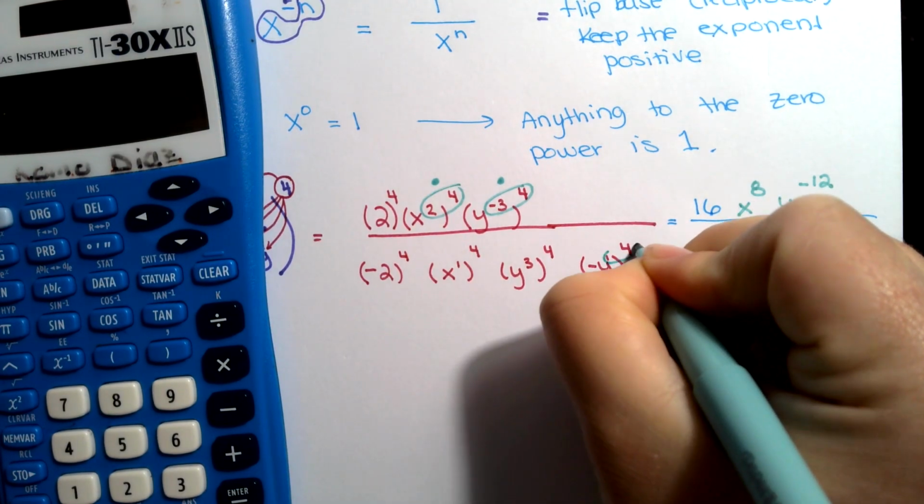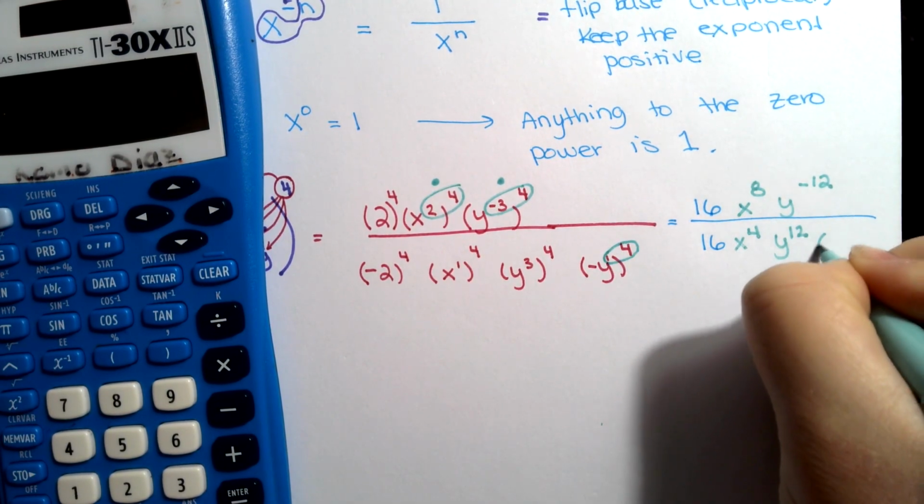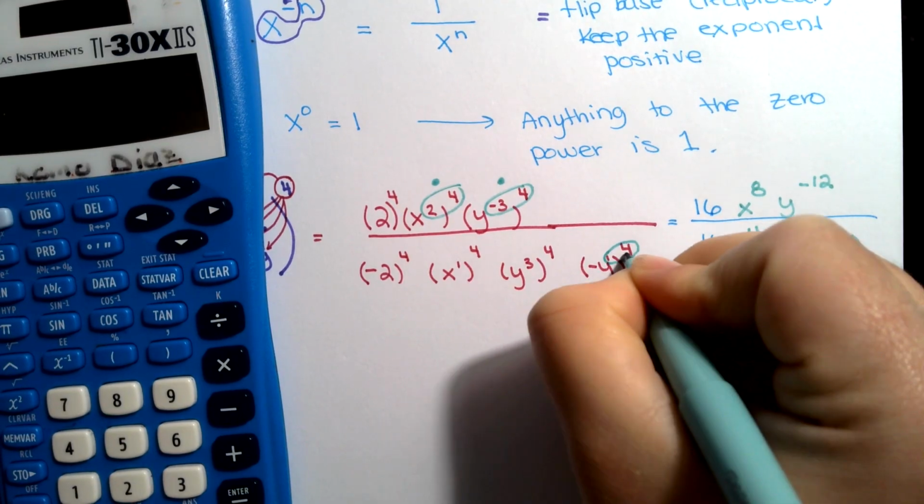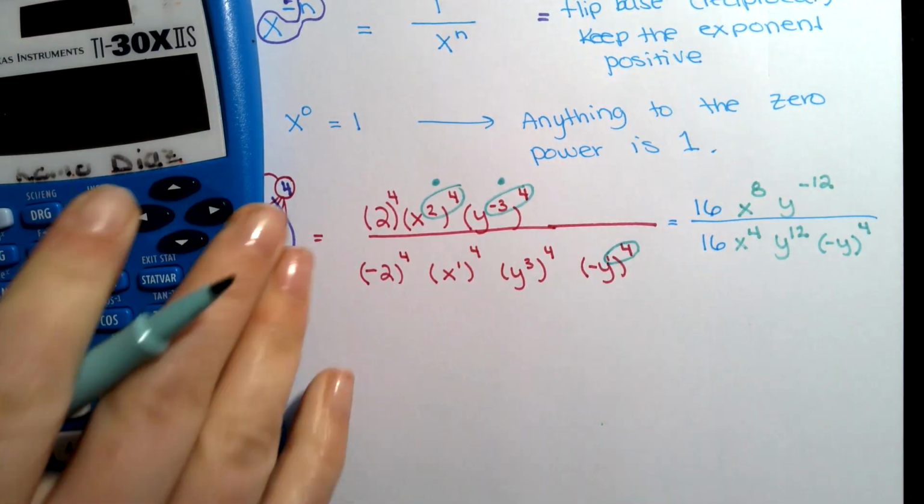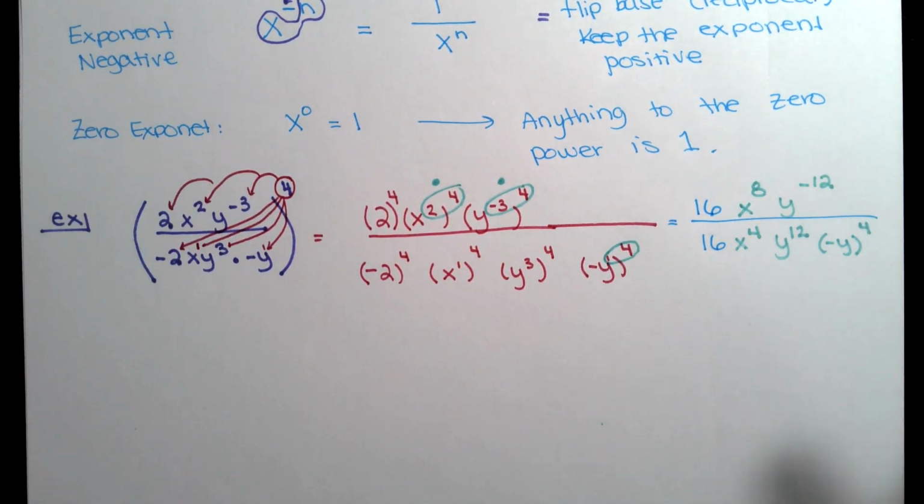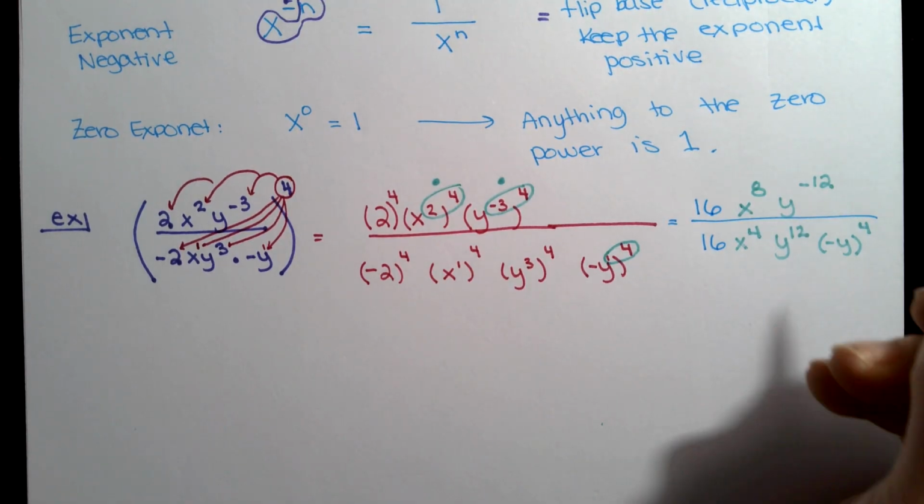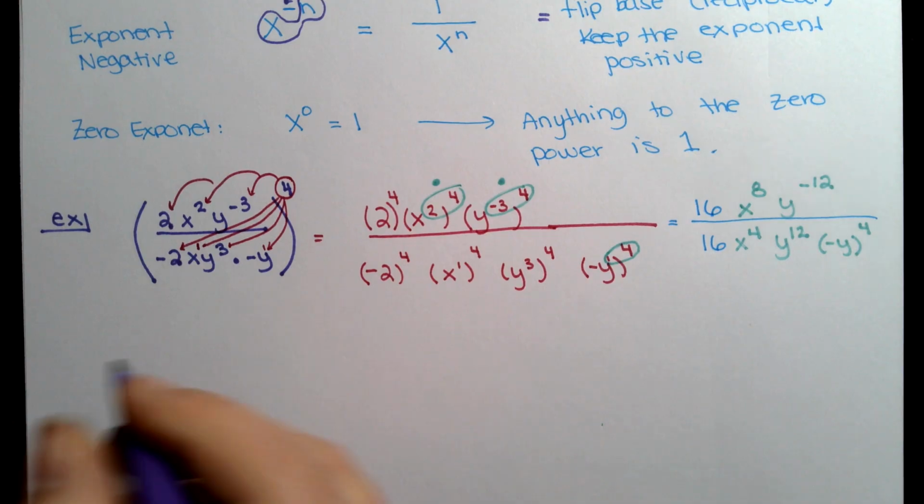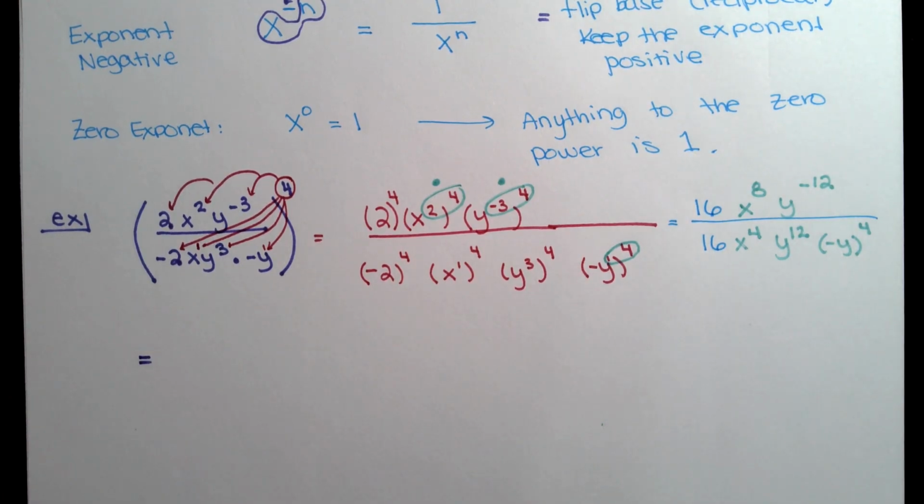We are going to be working here. So negative y, 1 times 4 is 4. I'll show you what to do with that negative. It is a tricky little interesting step that we have to take. All right, so let's go ahead and continue to simplify.